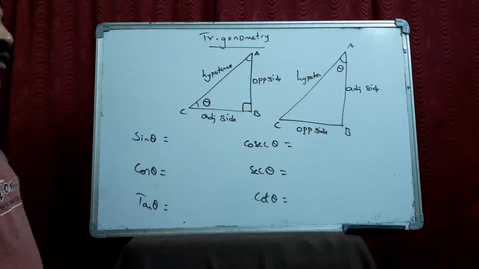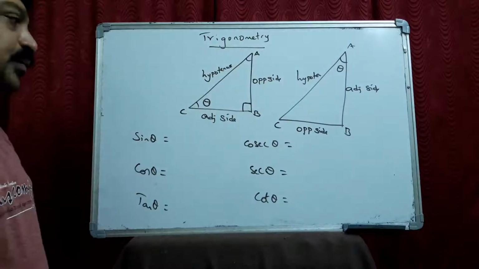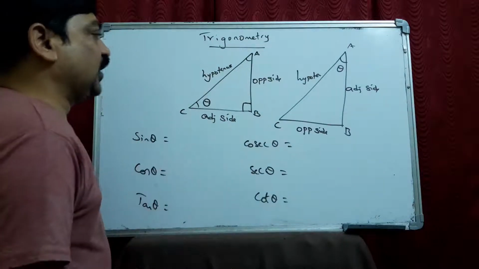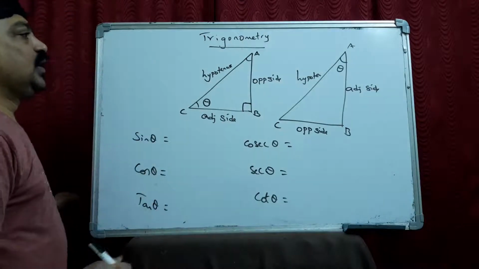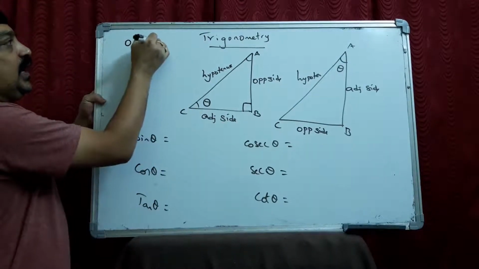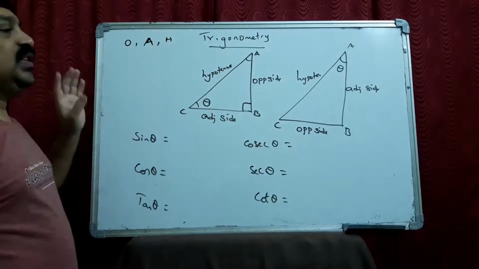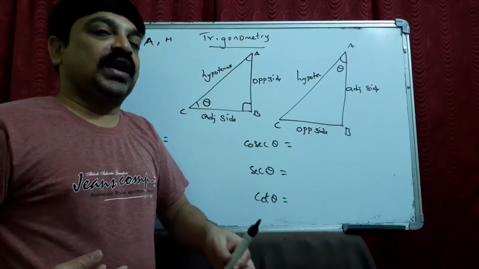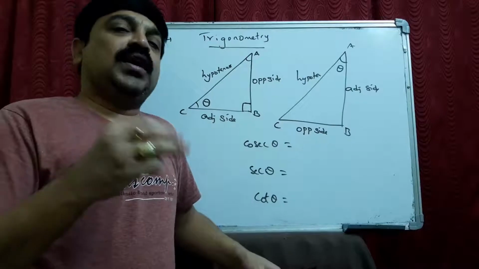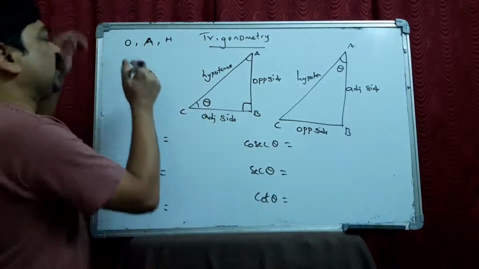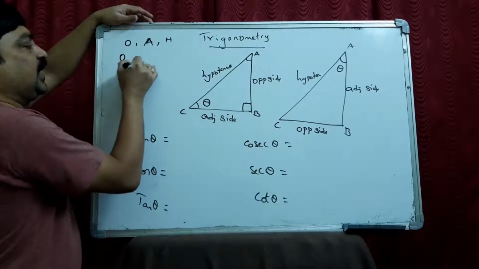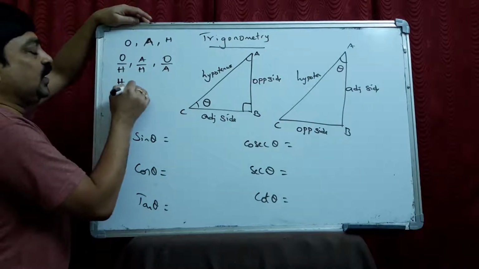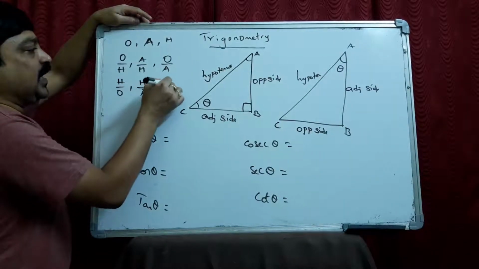So how are these ratios formed with these sides? I'll tell you. See, this order is also very important. That depends on the theta. Before going to this, I'll tell you, we have 3 sides: O, A, H. Opposite side, adjacent side, hypotenuse. Suppose you have 3 values with you, how many maximum possible ratios can you make with those 3 values? I can make O by H, A by H, O by A, H by O, H by A, and A by O.